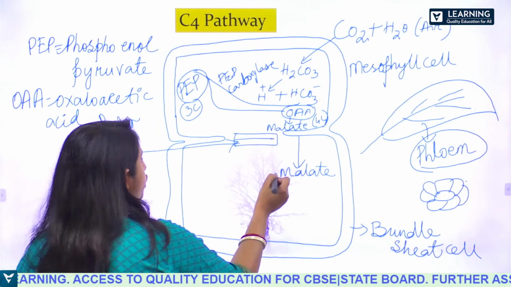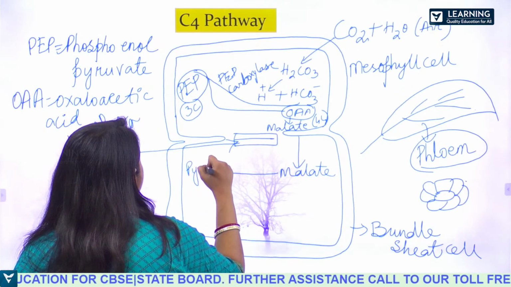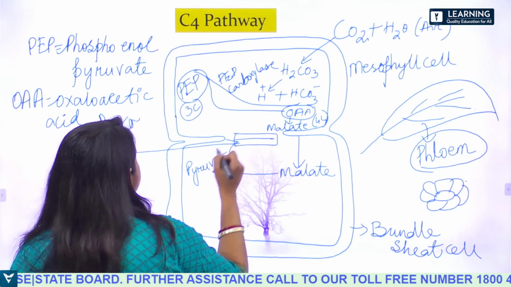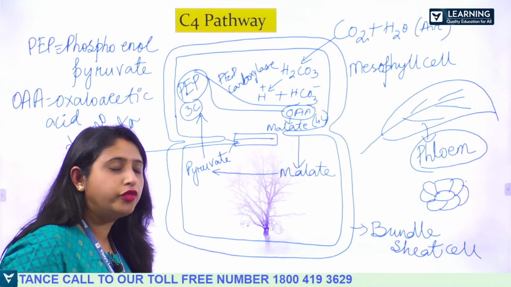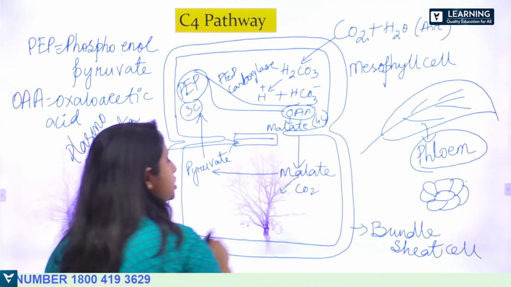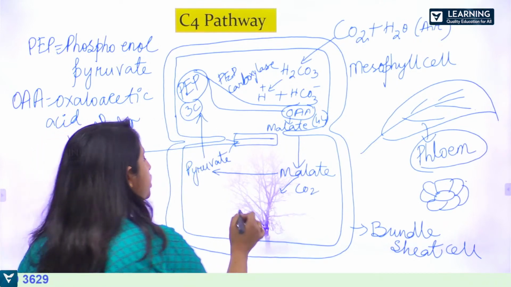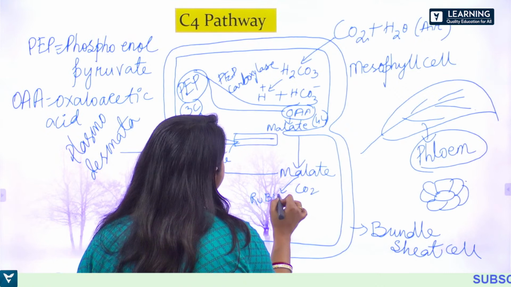Then from the malate, what is being formed? Pyruvate. From the malate, pyruvate is being formed. Then pyruvate is again converted into phosphoenol pyruvate. Now here it is getting the carbon dioxide, right? So further the carbon dioxide will be combining here with the RuBP which is present.